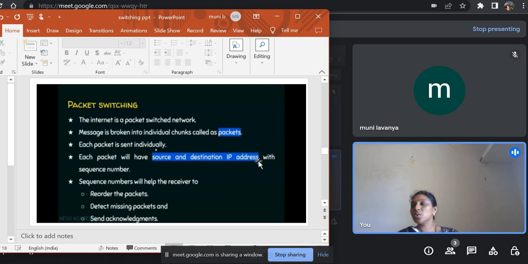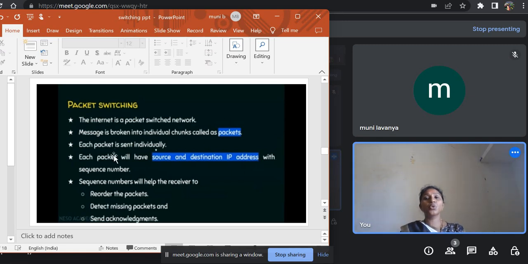In this switching technique, first the message is divided, breaking the data into individual chunks. These chunks are called packets. It divides the message into packets, and then these packets are transmitted, and each packet has a number. That number is called the sequence number. To know how many packets are in that message, and to arrange the data, we need sequence numbers. These packets come with sequence numbers.